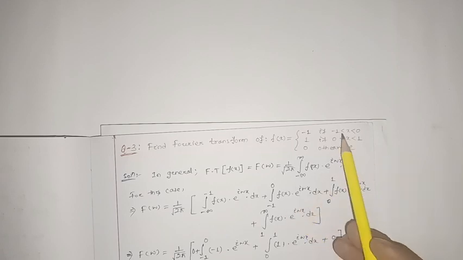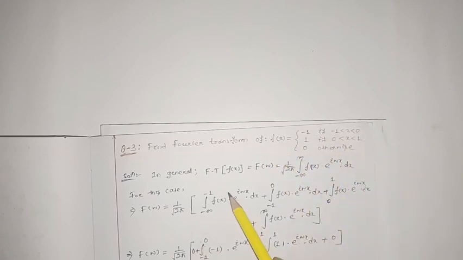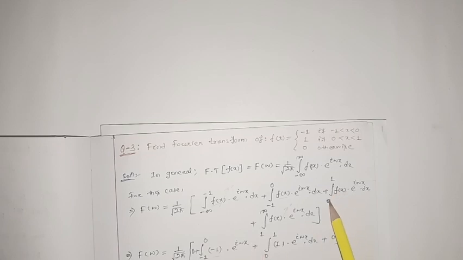But below minus 1 and above plus 1 the value of f(x) is 0. So this integral value will be 0 because f(x) is 0, and here 1 to infinity f(x) is 0, so this integral value will be 0. Now f(x) value in between minus 1 to 0 is minus 1. I substituted over here minus 1 to 0, and f(x) value is minus 1, e to the power i omega x, plus here f(x) in between 0 to 1 in this limit value is 1, e to the power i omega x, and this value is 0.